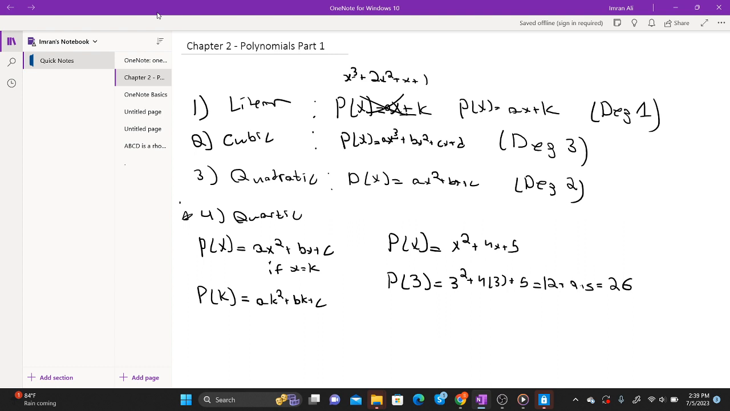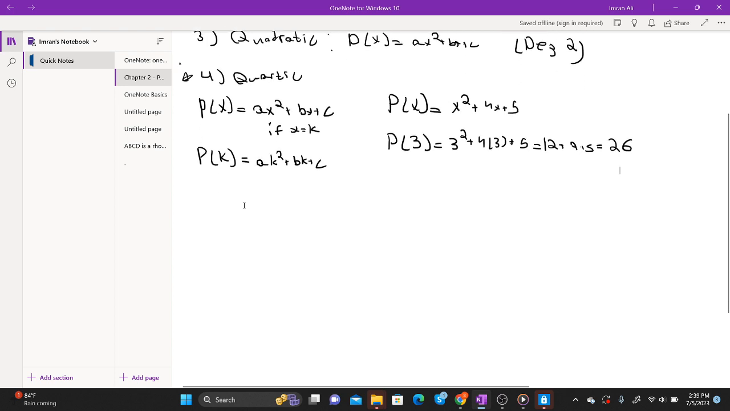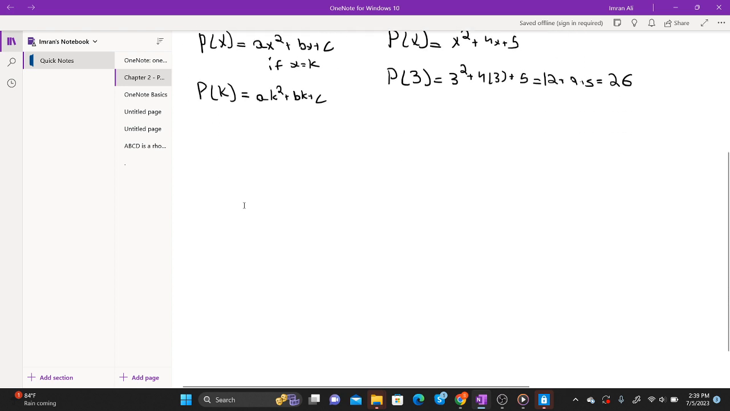So now we can talk about zeros. What are zeros of a polynomial? Zeros of a polynomial are the values k for which p of k equals 0. So if I have a polynomial p of x equals something, the zeros are the values k for which p of k equals 0.